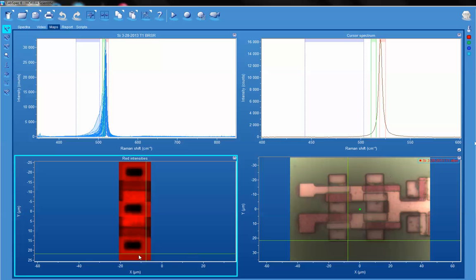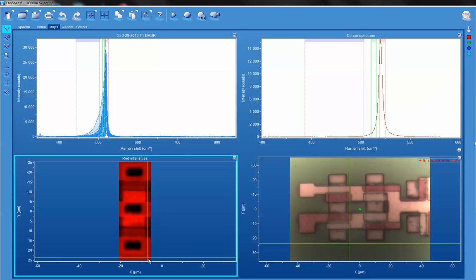And over here is the Raman image that corresponds to the reflected light image. In the upper left-hand corner is the entire hyperspectral data set, and over in the upper right-hand corner you'll see the individual spectrum associated with the location of the cursor that you see right now.